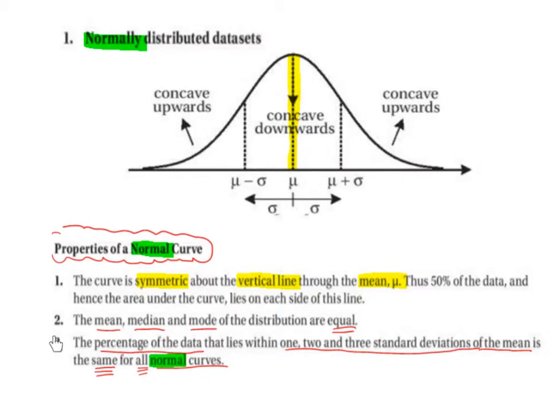And property 3. The percentage of the data that lies within 1, 2, and 3 standard deviations of the mean is the same for all normal curves. So we can see here that this is the mean, and from here to here is 1 standard deviation, which is why this is called mean plus 1 standard deviation. So this symbol here, which looks like a 6, is a symbol for standard deviation, or it's like a circle with a little tick off the top. And if from here to here is 1 standard deviation, then this is the mean minus 1 standard deviation.